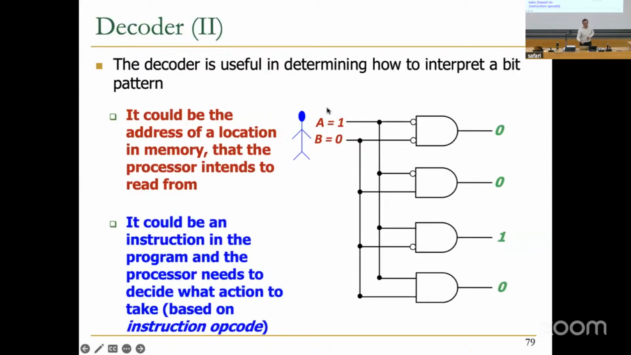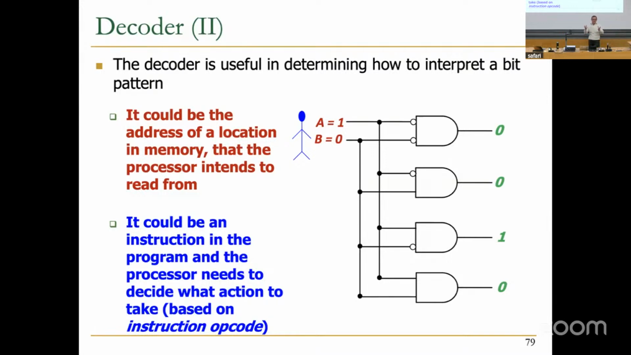Or it could be an instruction in the program, and the processor needs to decide what action to take. So how do you encode an instruction? Instruction is usually encoded as a bit pattern. Bit pattern 000 means do an add. Bit pattern 001 means do a multiply. Bit pattern 010 means do a square root. Bit pattern 011 means do a subtract. This is how you specify instructions so that the computer can understand them.